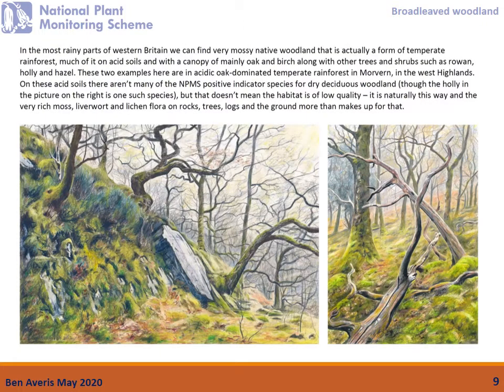Here are a couple of drawings I've done of very mossy acid woodland in the West Highlands. In these places, the west of Scotland, the west of Ireland, and parts of England and Wales, the Lake District and the uplands of Western Wales, and here and there in southwest England as well, we get woodland which is very, very mossy, with lots of mosses and liverworts and lichens. Huge richness in these plants in response to the climate, which is very wet and also equable. So winters are really mild and summers don't get too hot.